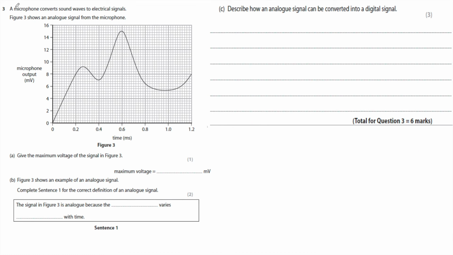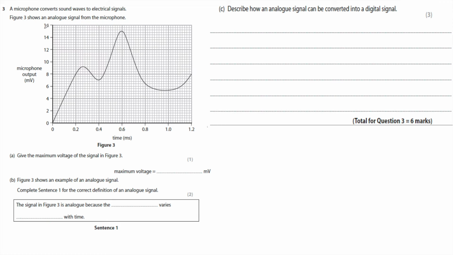Question 3. A microphone converts sound waves into electrical signals. Figure 3 shows an analog signal from the microphone. Notice it's varying continuously with time, and time is in milliseconds, and the voltage output is the amplitude, and that's in millivolts. Give the maximum voltage of the signal in Figure 3.